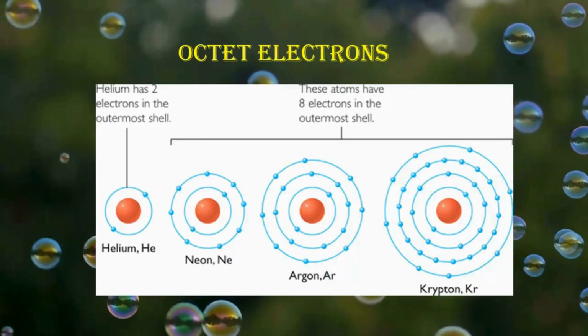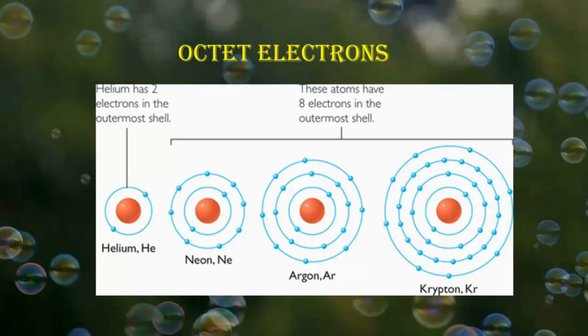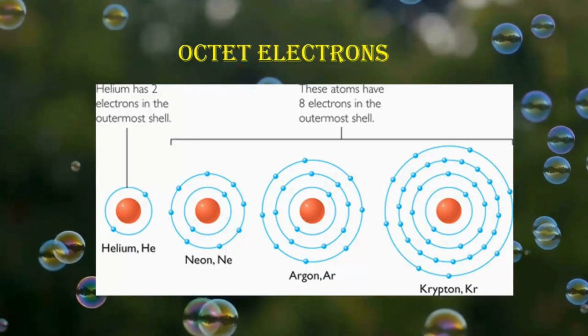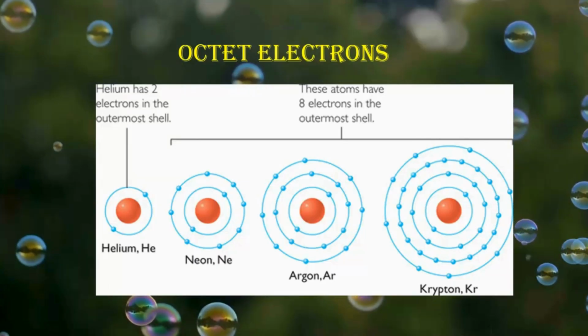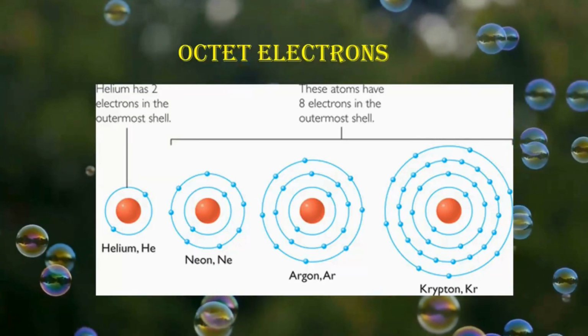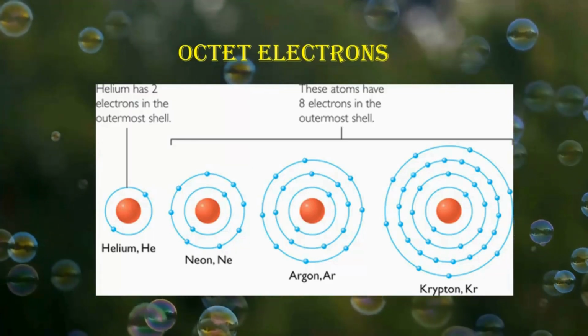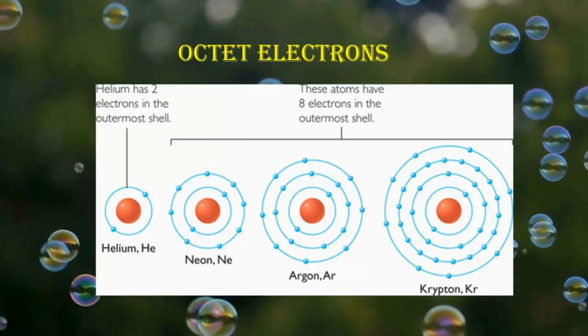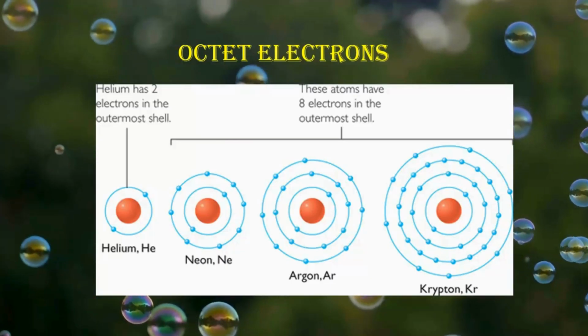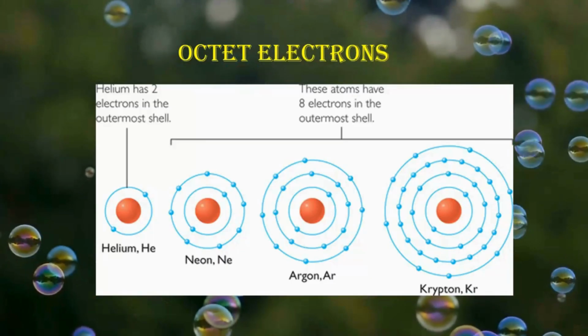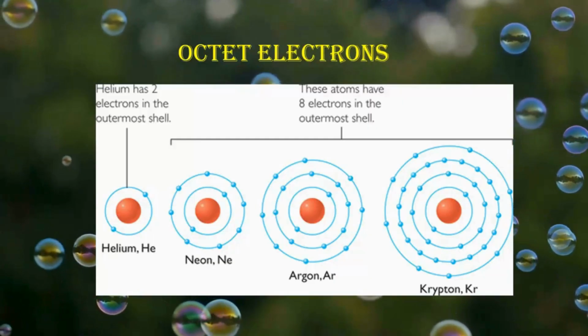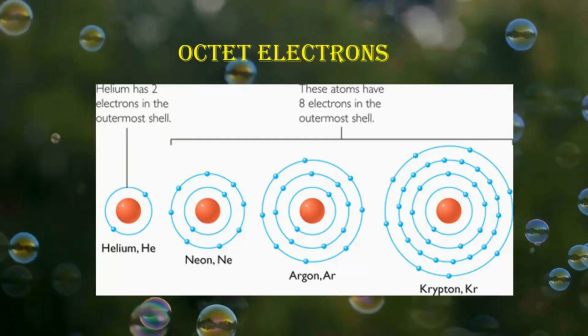Now, helium, neon, argon and krypton are called octet elements because the outermost shell is filled with the correct number of electrons. In helium, the atomic number is 2. So it can accommodate in the first energy level K, that is fulfilled, because K can accommodate only 2 electrons. So it is fulfilled. Neon, the atomic number is 10.